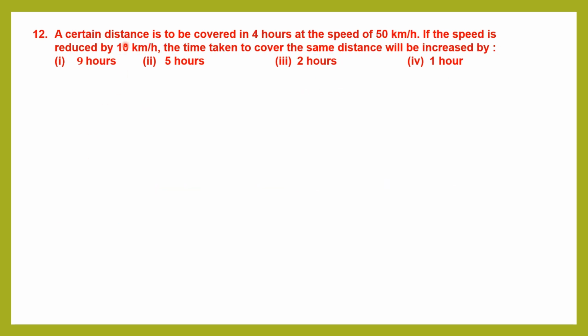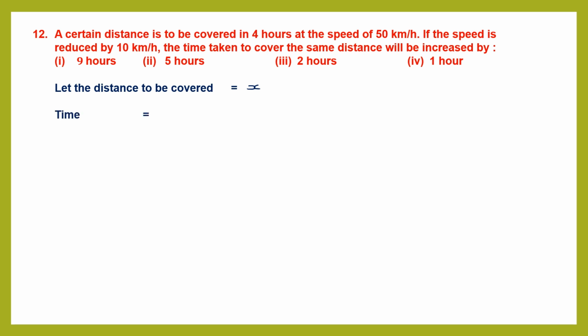Question 12. A certain distance is to be covered in 4 hours at the speed of 50 kilometers per hour. If the speed is reduced by 10 kilometers per hour, the time taken to cover the same distance will now be increased by how many hours? That is what we are asked to find. So let the distance to be covered be x. We don't know what this distance is. So let that be x initially.